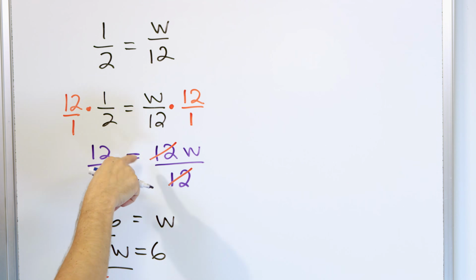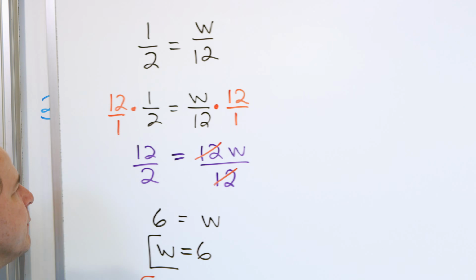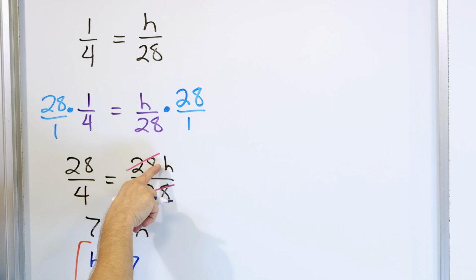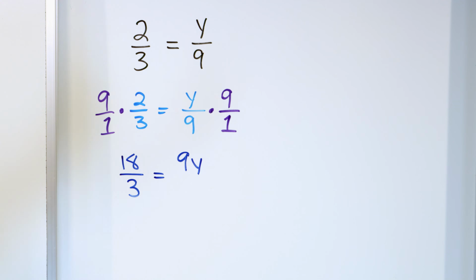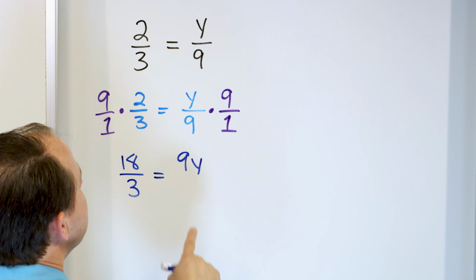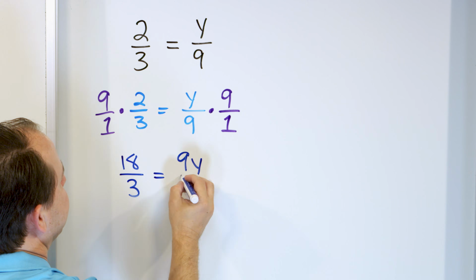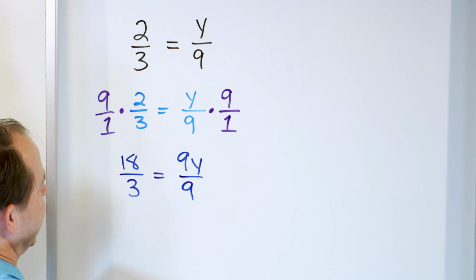When we write a number right next to a variable, it means they're multiplied. We don't have to write the multiplication symbol, but you could put a dot if you want. But 9y means 9 times y. On the bottom, 9 times 1 is 9.